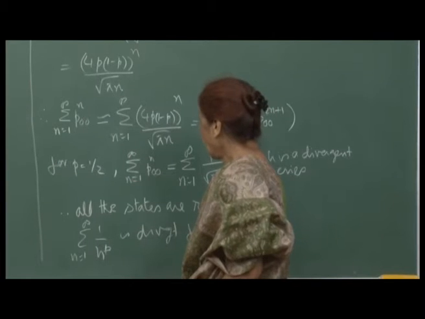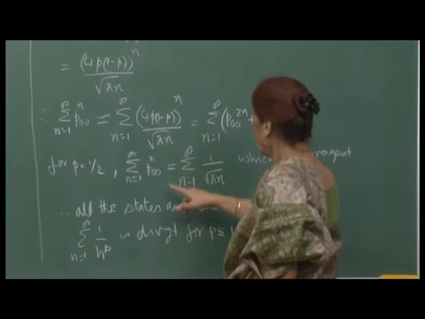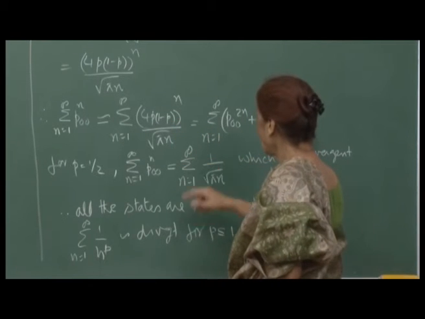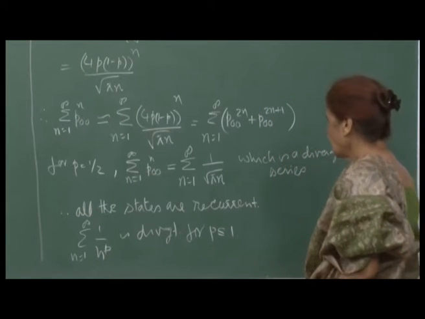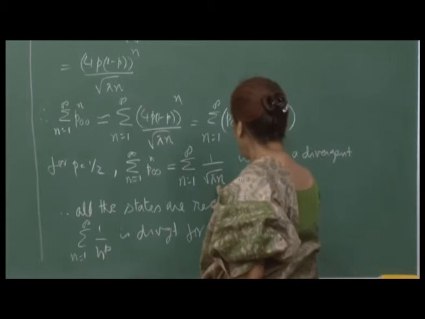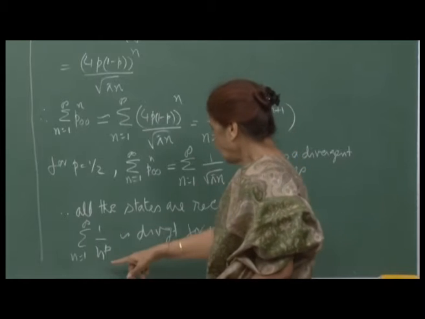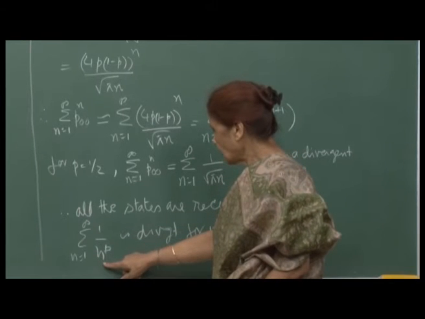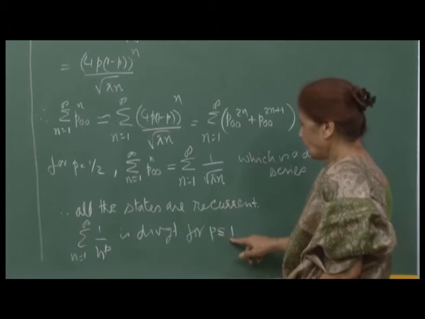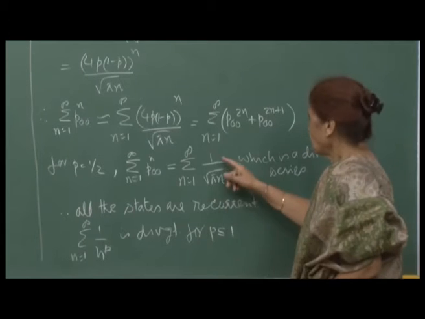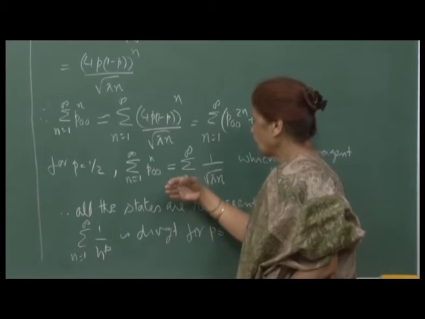In that case this will become equal to 1, and so the series will reduce to the summation n varying from 1 to infinity of 1 upon root pi n, which we know is a divergent series, because root pi is of course a constant. So, this will be 1 upon n raised to half, and we know that the series 1 upon n raised to p, n varying from 1 to infinity, is divergent for all values of p less than or equal to 1. This we already know.